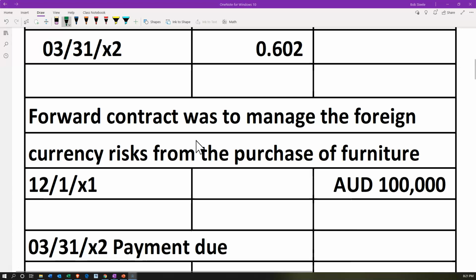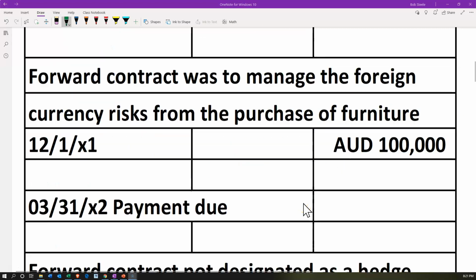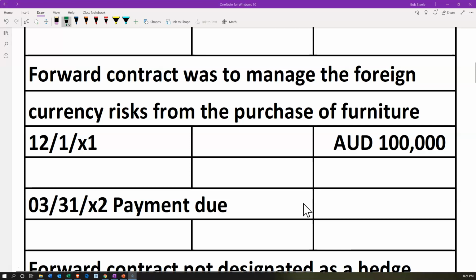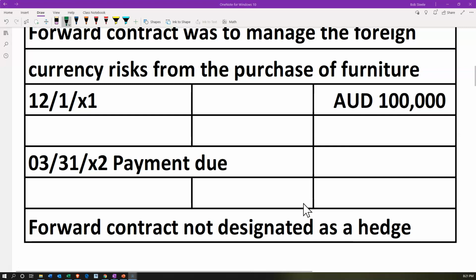We have the forward contract was to manage the foreign currency risk from the purchase of furniture 12/1/X1 for 100,000 Australian dollars. We purchased them on account, which is then payable in Australian dollars on 3/31/X2. Forward contract not designated as a hedge.